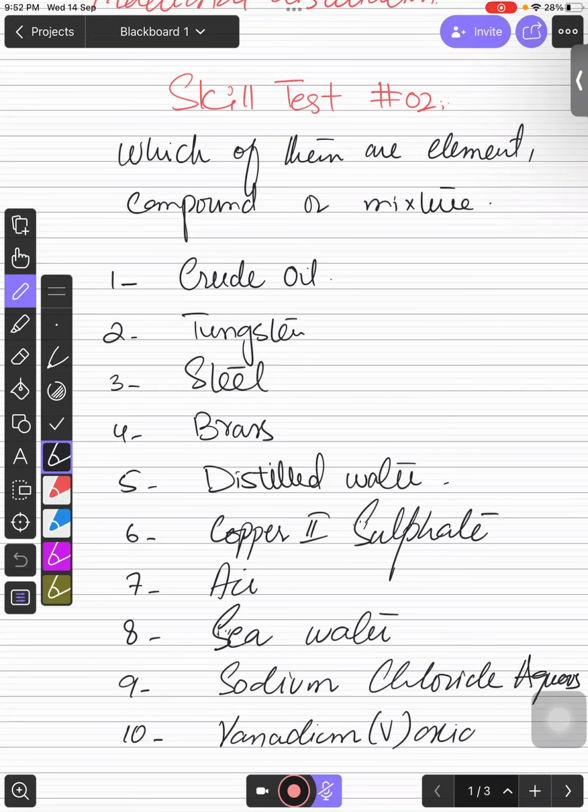oxide. Yes, children. Just identify which one of them is element, which one of them is compound, and which one of them is mixture. Just do it quick and send it to me on my WhatsApp so I can check.